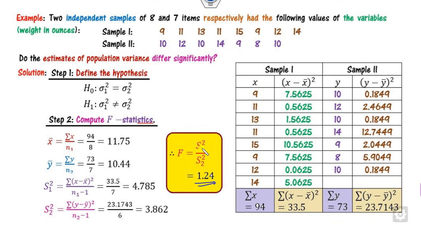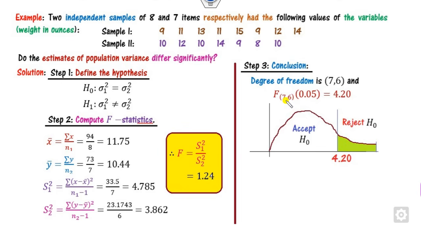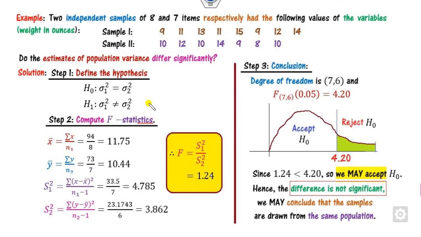Now, what is the degree of freedom of S1? How many elements are there? These are 8 elements, so the degree of freedom is 7. In this case, there are 7 elements, so the degree of freedom is 6. So we need the value at 7, 6, and it comes to be 4.20. Compare this value. This value lies here, so again it lies in the accepted region. So we accept H0, we fail to reject it. It means there is no significant difference between their sample variances.